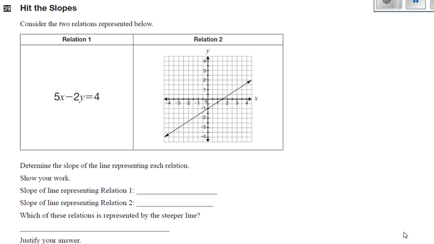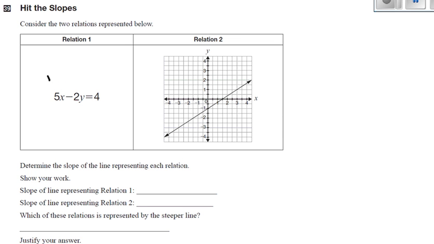So 39 says hit the slopes. Consider the two relationships represented below. So relation 1 is given to me in equation form, and relation 2 is a graph. Determine the slope of the line representing each relation. Show your work. And which of these lines is represented by the steeper slope.